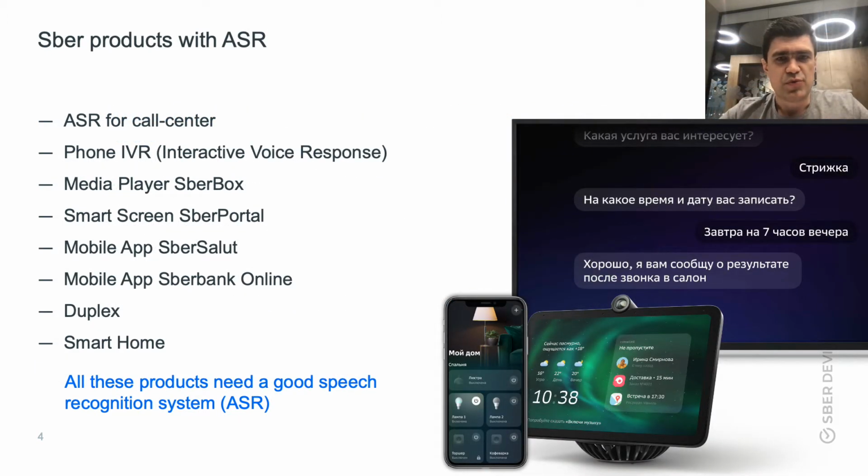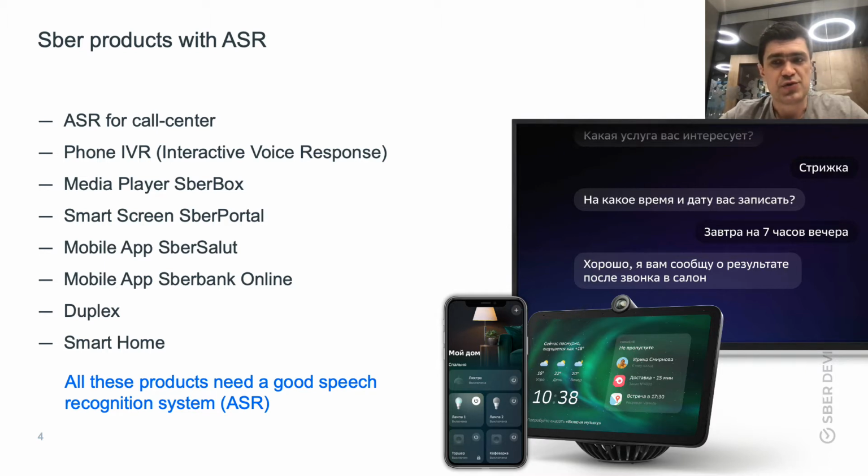Let me start from products with speech recognition in Sber. Sber is a digital ecosystem with Sberbank as a center of the ecosystem. It is the biggest bank in Russia and Eastern Europe. Sber ecosystem has more than 100 million customers. Sber devices is a part of it, and we make smart devices, develop computer vision and biometrics technologies. Of course, we develop speech recognition and synthesis technologies.